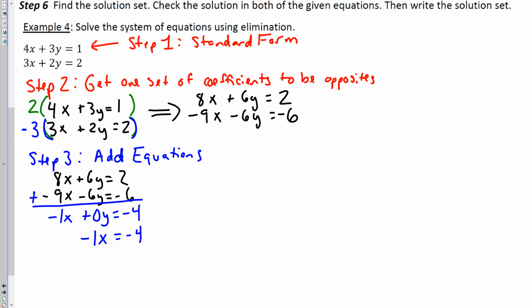And that will lead us into step 4 now, which is to solve the equation that you got by adding your equations. So to solve, I really just need to divide out or deal with that negative that's in front of my x value. So I could divide out negative 1, and I get that x equals positive 4.